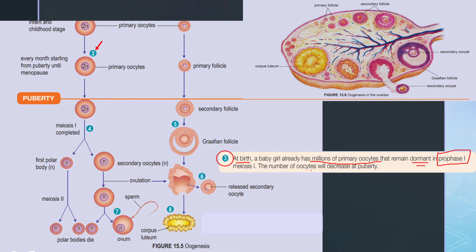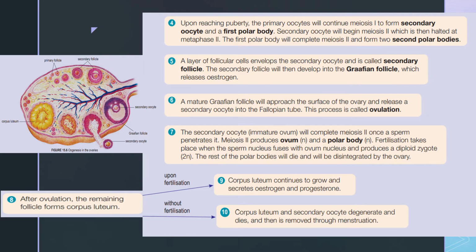And this number of oocytes will decrease at puberty. Okay, at puberty it will decrease. So that means every female is born with many of these primary oocytes, which stay dormant at prophase 1 until they reach puberty. There will be different stages now.